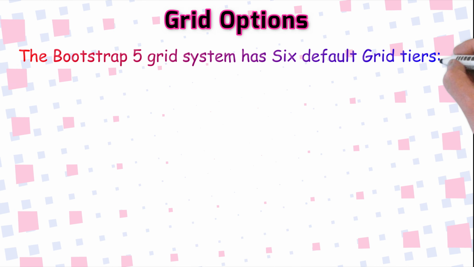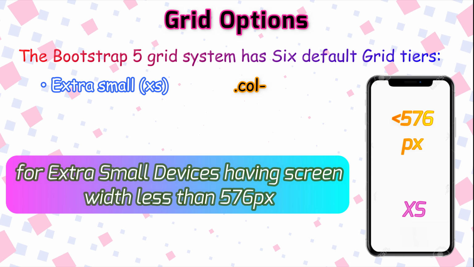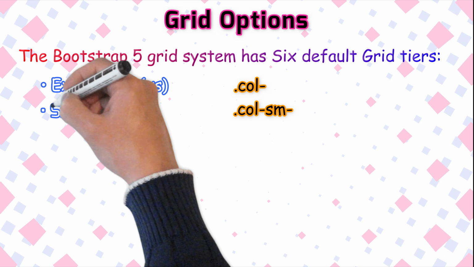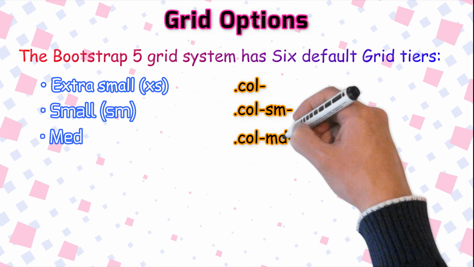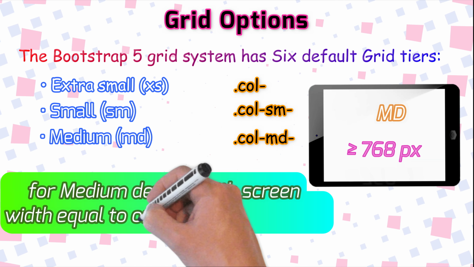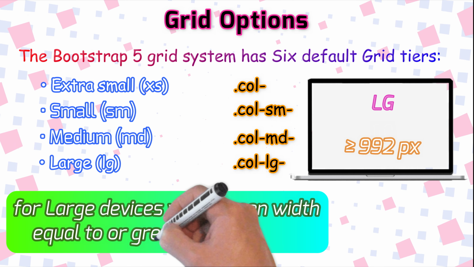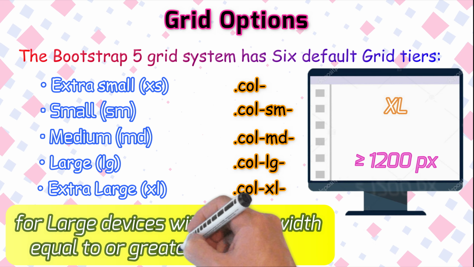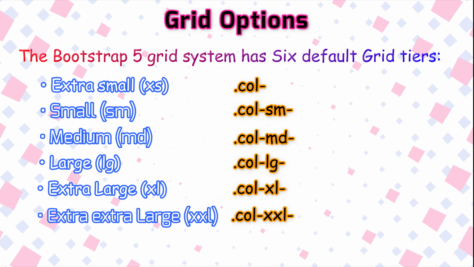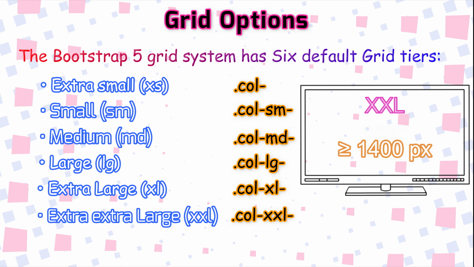Bootstrap grid system can adapt across all 6 default breakpoints. The 6 default grid tiers are as follows. col is for extra small devices having screen width less than 576 pixels. col-sm is for small devices with screen width equal to or greater than 576 pixels. col-md is for medium devices having width equal to or greater than 768 pixels. col-lg represents large devices with screen width equal to or greater than 992 pixels. col-xl is for extra large devices having width greater than 1200 pixels. col-xxl is for extra extra large devices such as television or projector having screen width greater than 1400 pixels.